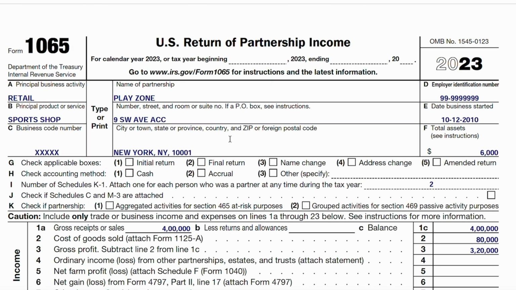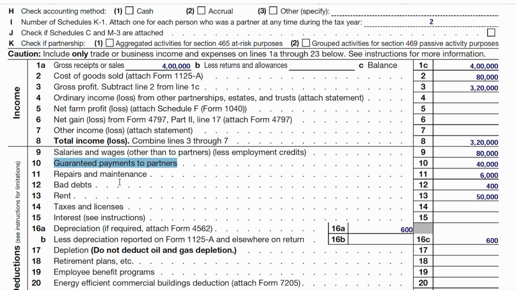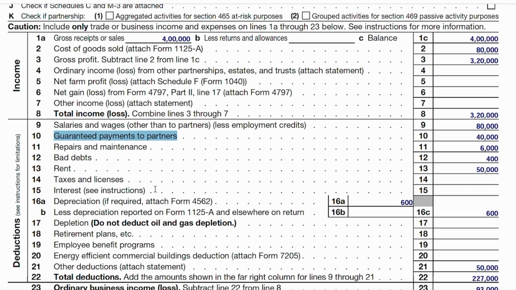So this partnership is of a sports store. They sell sports products, and let us say James is the one who is working on weekends, giving extra time to this business, and that is why in the agreement it was decided that James will get a guaranteed payment without regard to the profit of the partnership. Even if the partnership is making a loss, James will still get this guaranteed payment, and that is why the partnership is allowed to deduct that guaranteed payment.